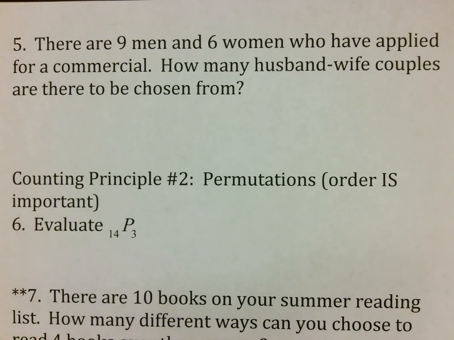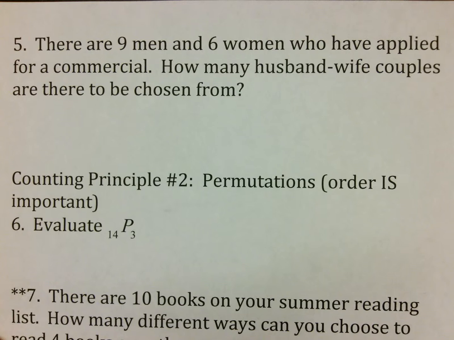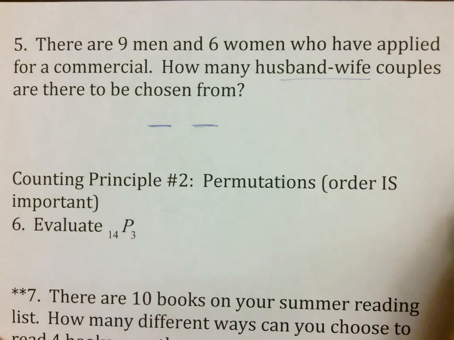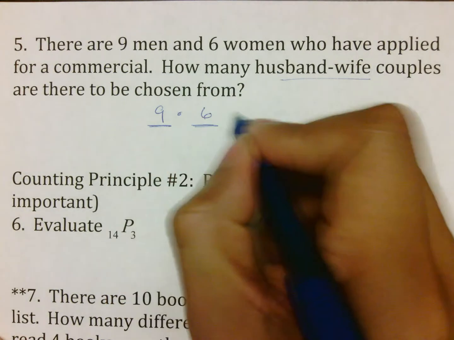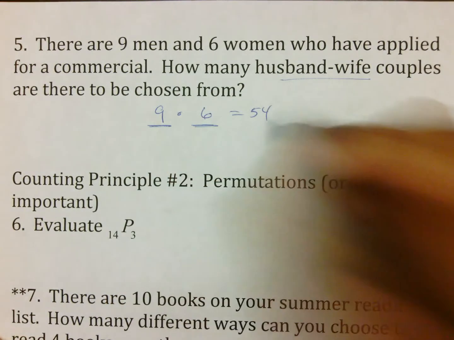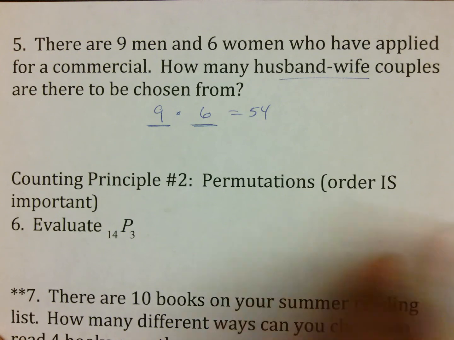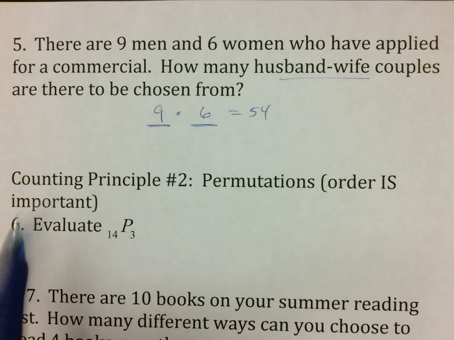9 men, 6 women who have applied for a commercial. How many husband-wife couples are there to be chosen from? Again, we're choosing husband-wife couples, which means we're choosing a husband, we're choosing a wife. We have 9 men to choose from, 6 women to choose from, and of course, if you multiply that, there are 54 total ways that we can do that. So again, this was your general decisions part. Anytime you're making a decision, just put a blank for every decision and multiply those blanks.